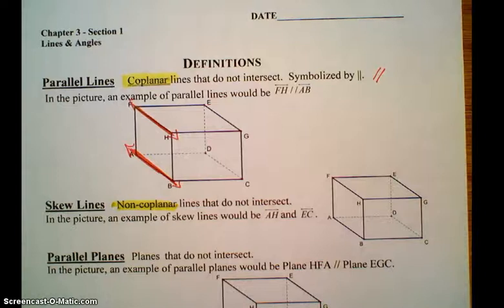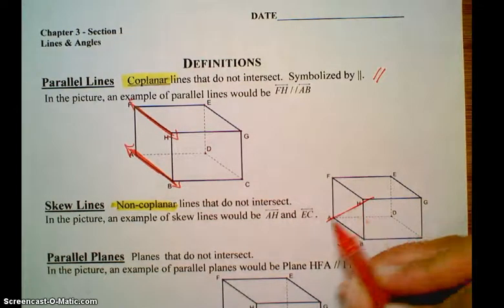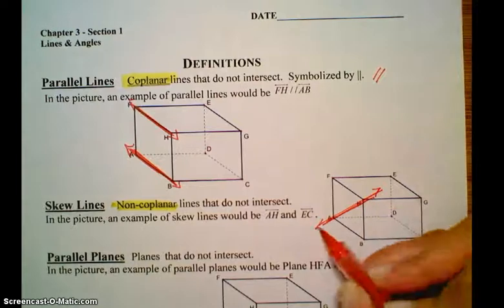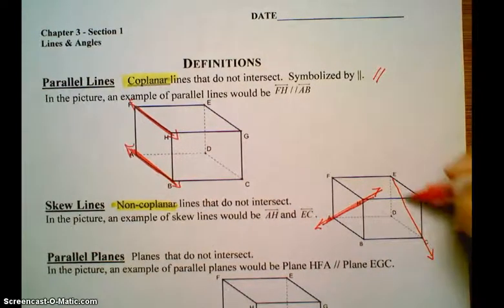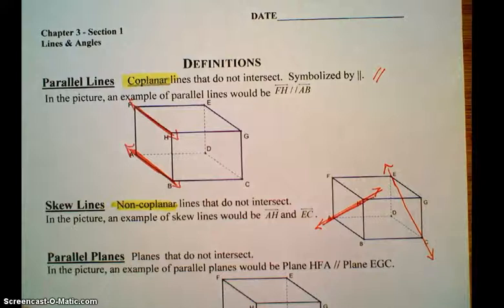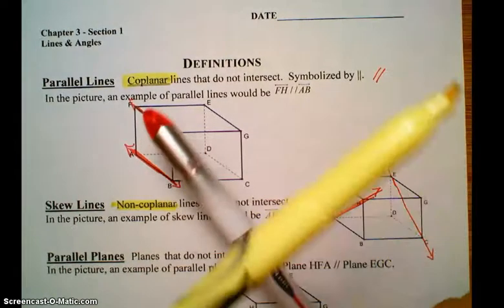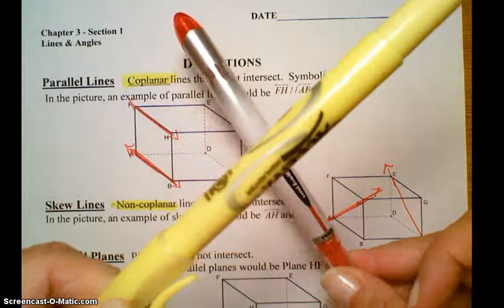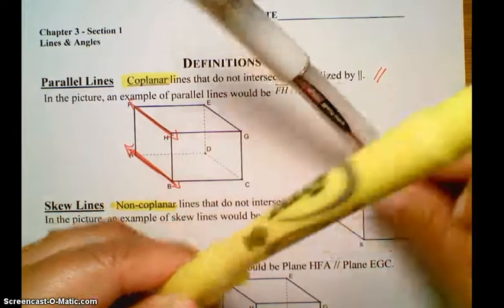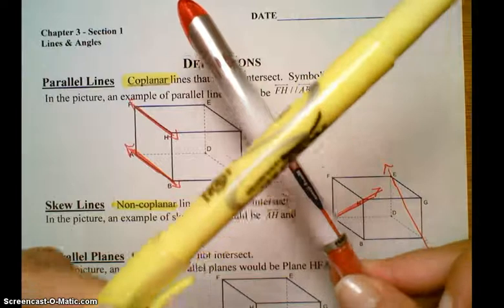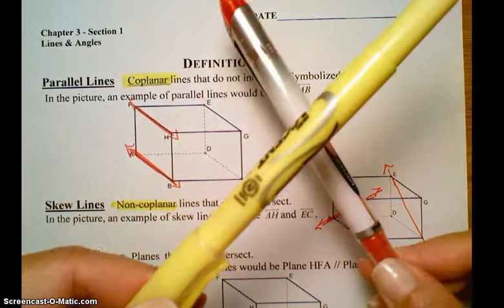And in the picture, that would be line AH, which will be right here, cutting across the side of the box, and line EC, which would be over here on the right side of the box. When you think of skew lines, I'd say the best thing to do is think of two lines that are across from each other like this X. And they're never going to intersect, but they're also never going to be contained by the same plane.